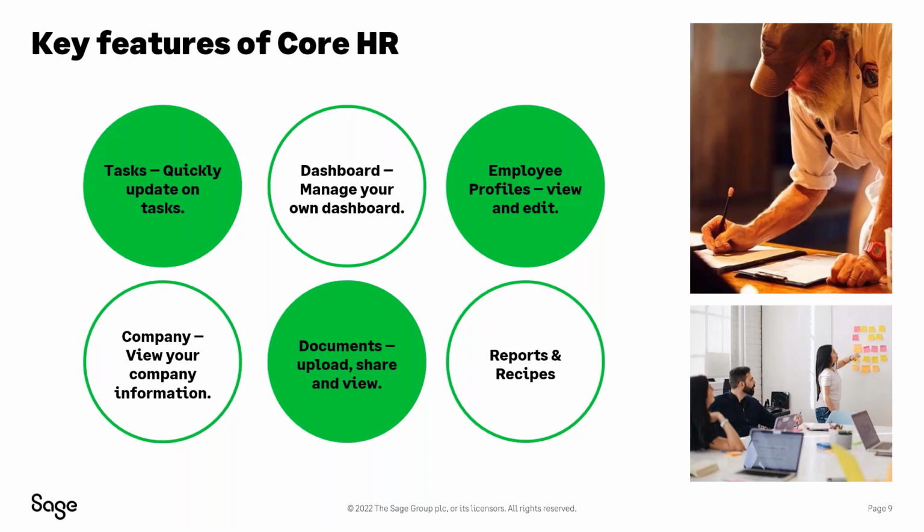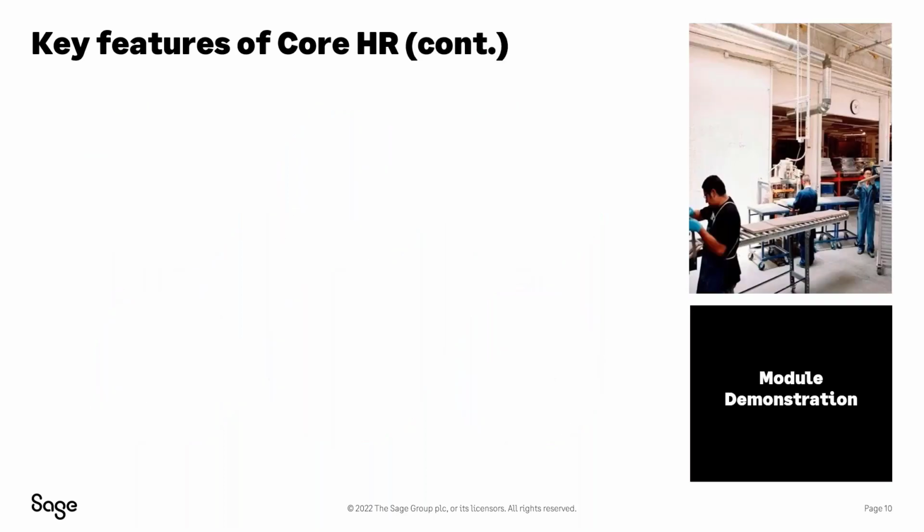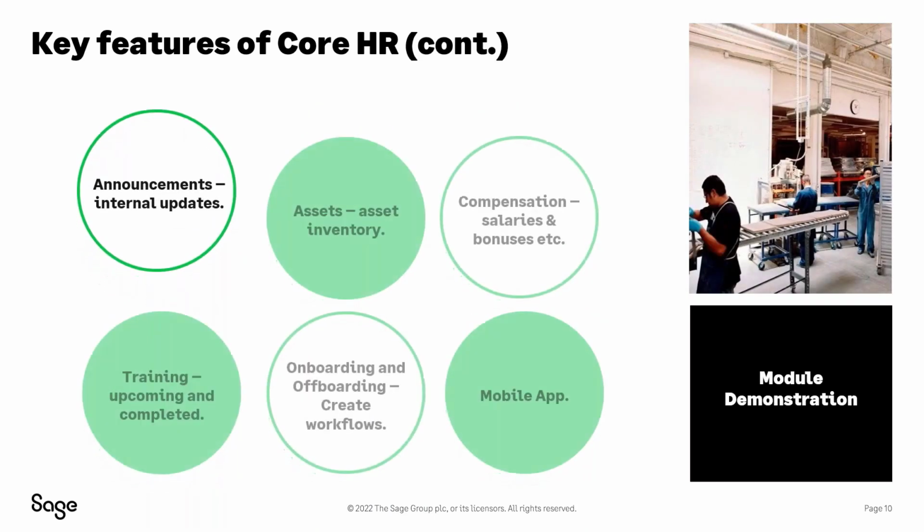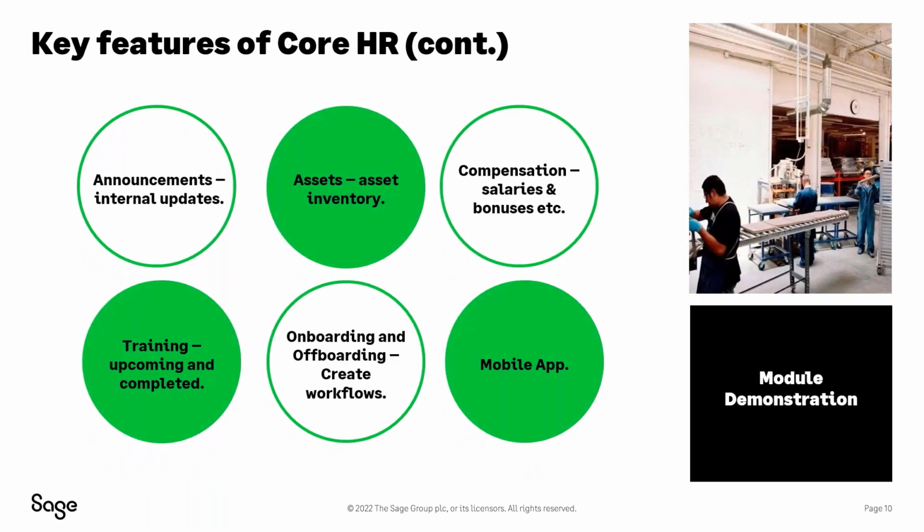Reporting allows you to get various reports that you need quickly, as well as additional reports based upon the modules that you might take out. And recipes helps you create custom workflows that are automated after a specific action's made in the system. You'll also have announcements to compose internal company update posts that employees can react with emojis or comments.